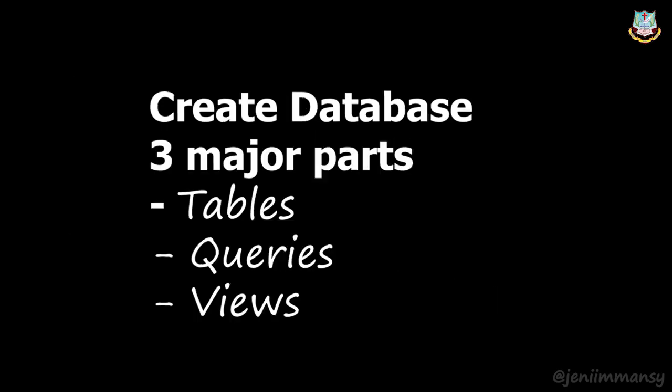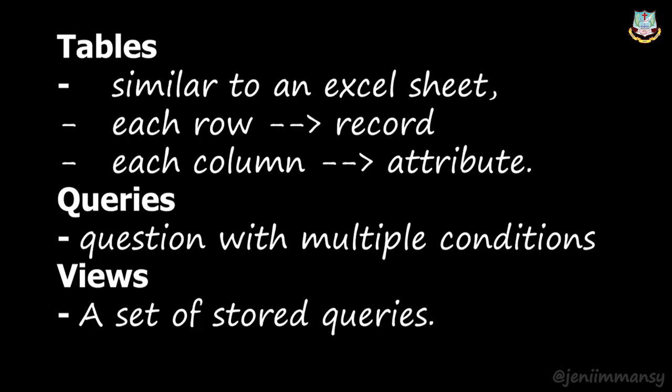In the creation of a database we have three major parts. First one is tables, queries, and views. Tables are like what you have used in MS Excel, right? Excel has tables with cells, that means rows and columns. In the same way, here in this table also we have rows and columns. We call the rows records and the columns attributes.